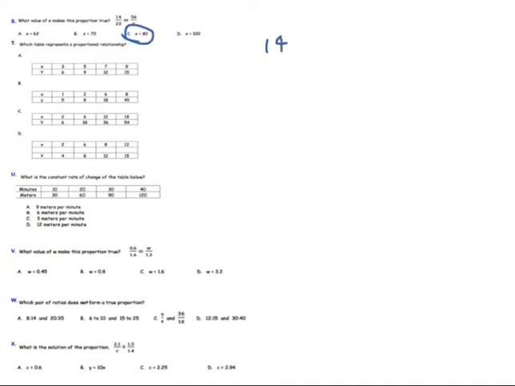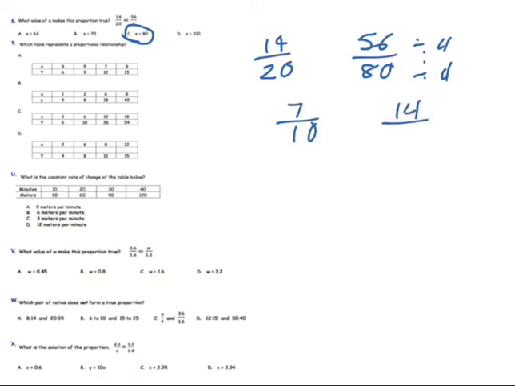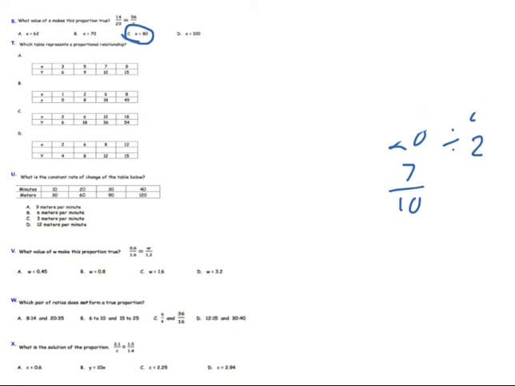And I know that's correct because 14 divided by 20 compared to 56 divided by 80. When I simplify these two fractions, 14/20 simplifies to 7/10. And 56/80 I know can be divided by 4. And so when I do that, I get 14/20 simplified again by 2 gives me 7/10. So in fact, these fractions are equal to one another, so it's a proportional relationship when x is equal to 80.